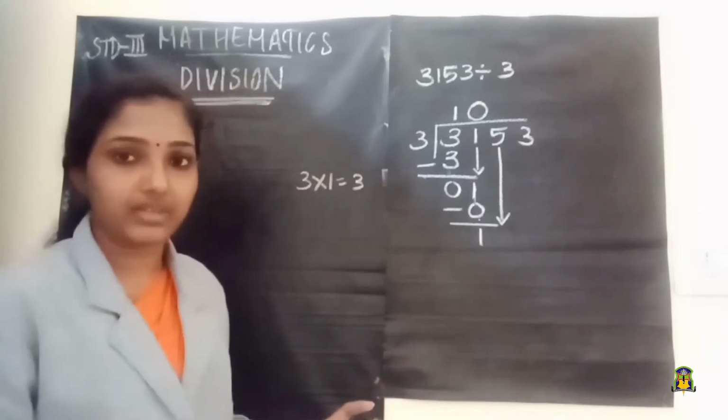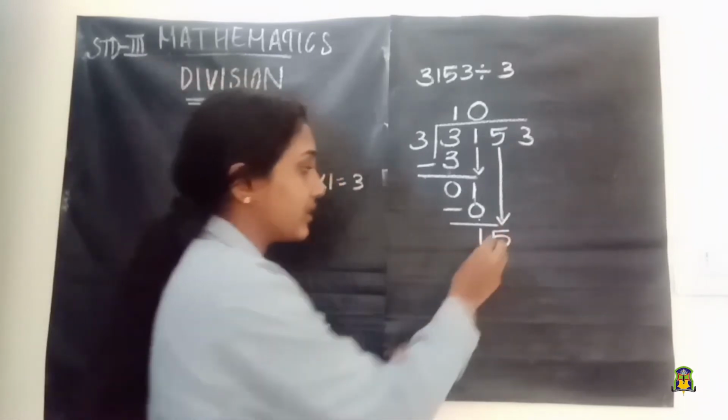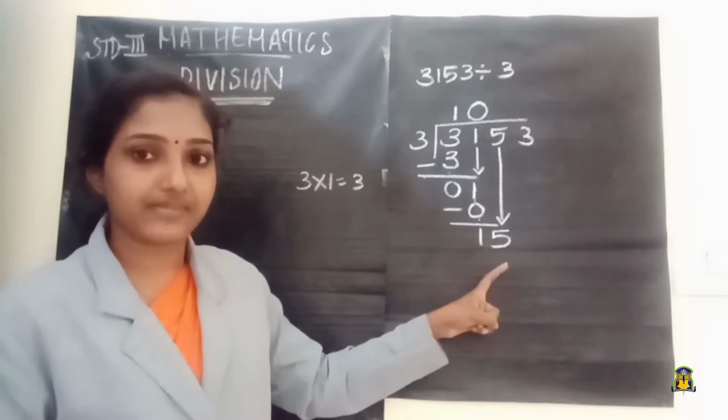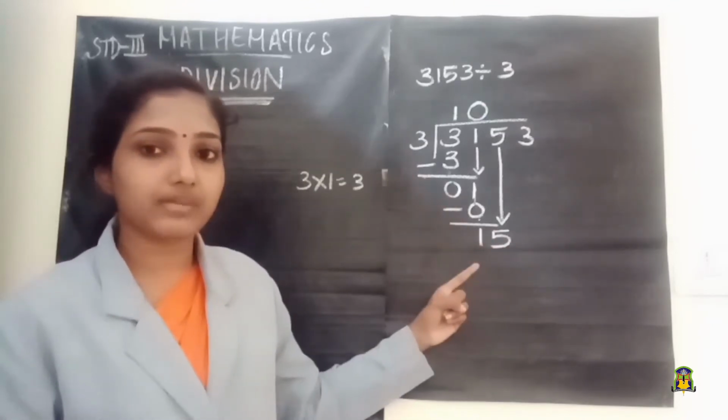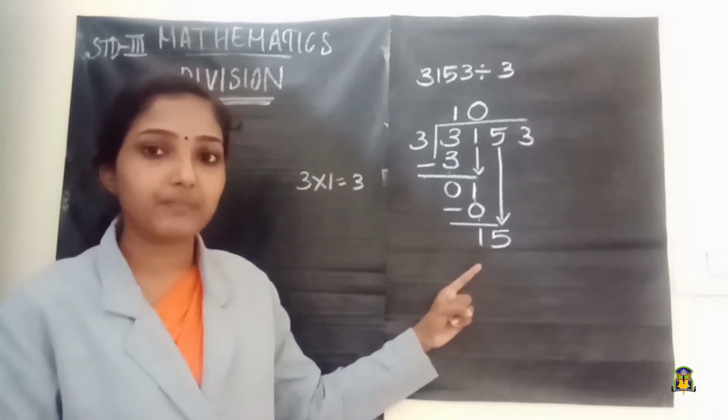So it is 5 here. Bringing down 5, and already we had 1 here. So now it is 15. So 15 is greater than 3. And how many times can we find 15 in the table of 3?